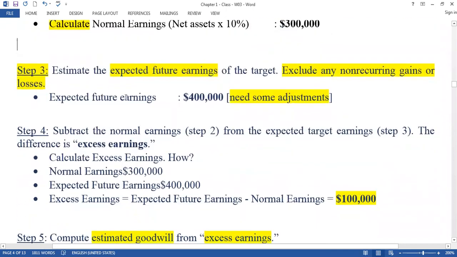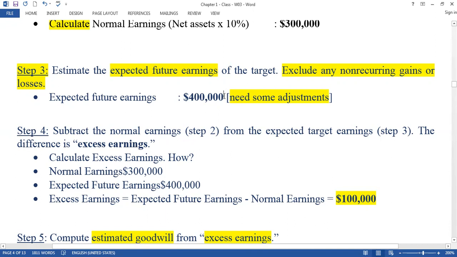Then step 3, we are going to calculate the expected future earnings. For example, this is 2023, right? And we are going to calculate the expected future earnings for 2024, something like this. So this is the things we have to do here. We are going to calculate what is our expected future earnings in the coming year.